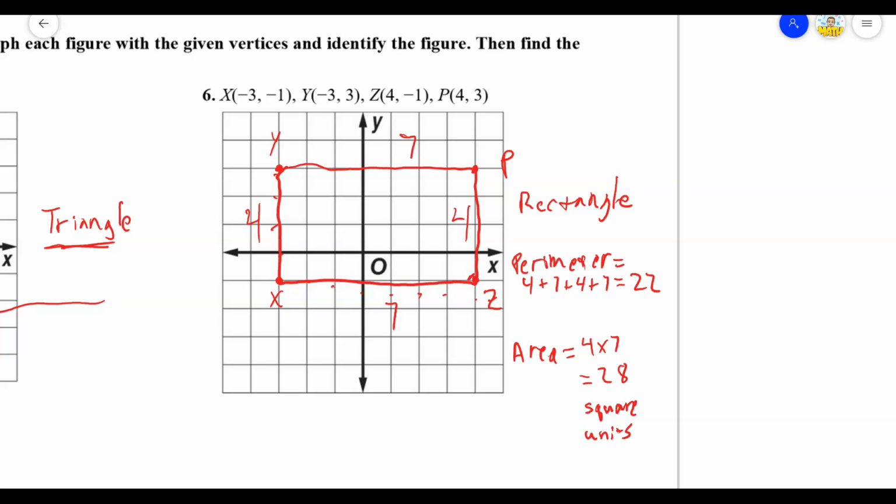I don't know what the units are, but if we went in here and counted up all these blocks, 1, 2, 3, 4, 5, 6, 7, 8, 9, 10, and so on up to 28 square units. That's why our area is 28. It's literally all the blocks in there.